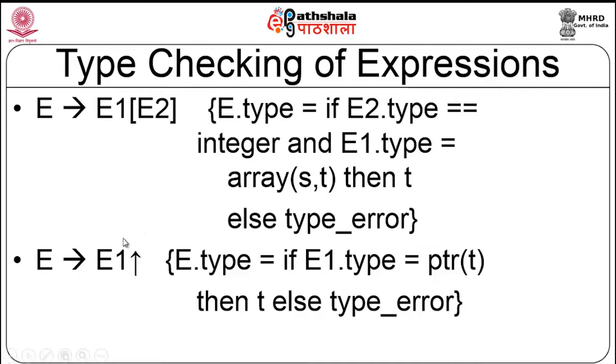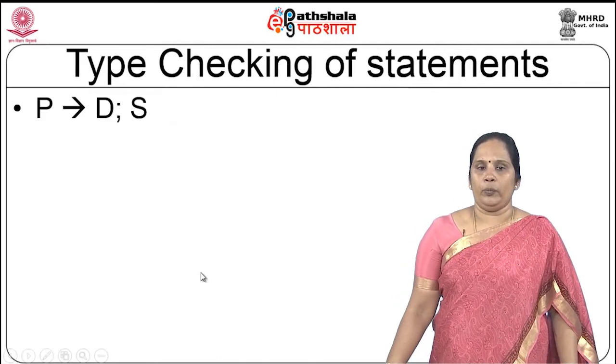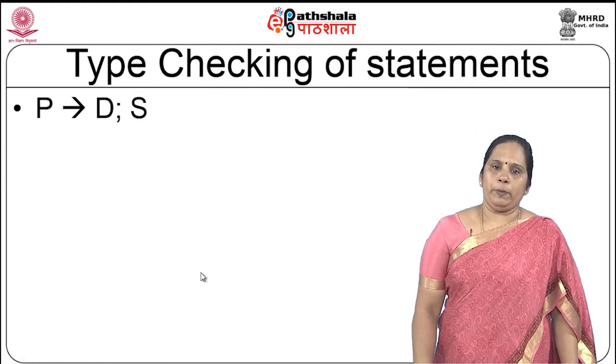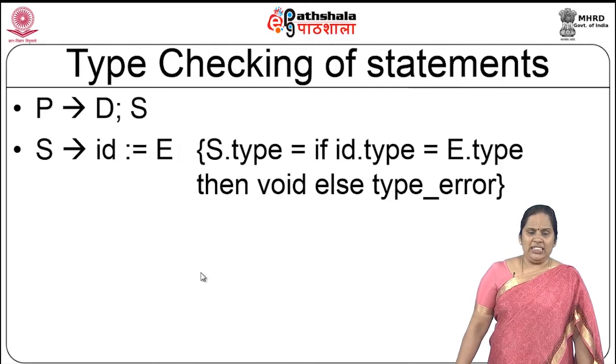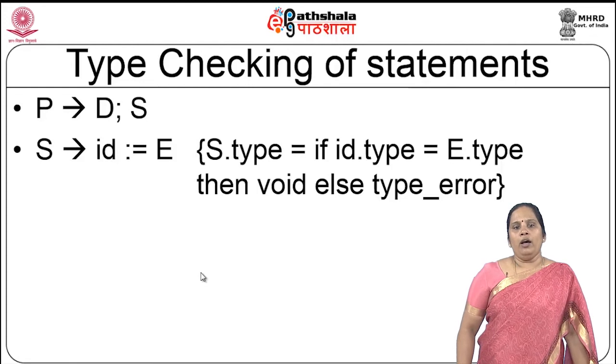So here I am checking whether E1.type is equal to pointer of t. If that is true, I will return t, else I will return error. So that is it with respect to type checking of expressions. Now the next one is type checking of statements. Statements can have a type void if the statement is correct, or a type error if the statement is incorrect.